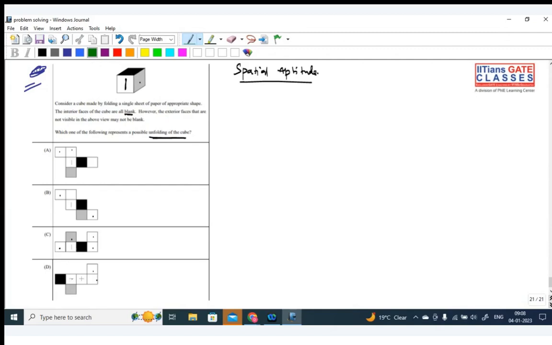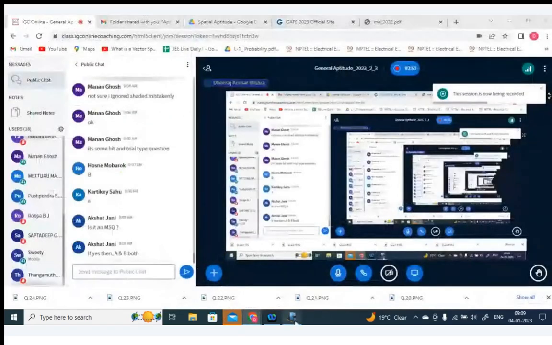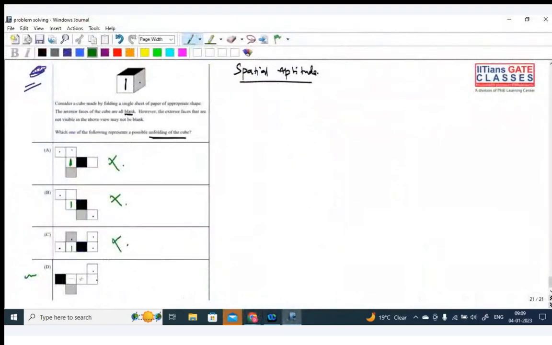So I believe in this option, this is not correct. You can directly eliminate this, because this line should be parallel to this, but this is perpendicular and this is parallel to black. This other line is parallel to this, so this is again not correct. And this is also not correct. So option D can be correct, right? But you have to think one more point, guys. Nowhere is the plus mentioned. The plus is not given anywhere.